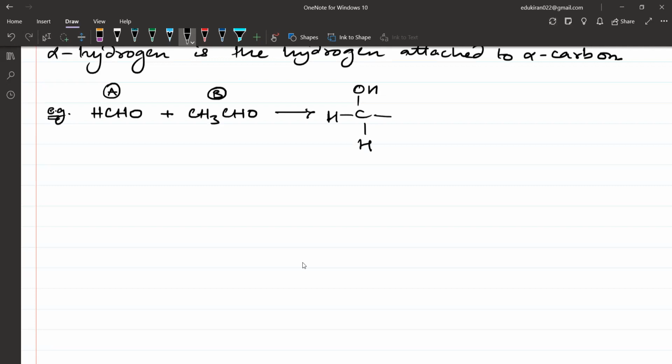Now A is done, so in B, which carbon will it attach to? The first carbon or the second carbon? Tell me, A and B. CH3. 1 and 2, tell me, which carbon? 1 carbon. Now this 1 carbon will have 3 more bonds. What are the bonds? H, H, H. Here also H. One hydrogen could have gone there, this hydrogen came here.